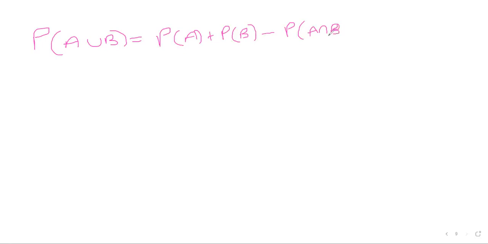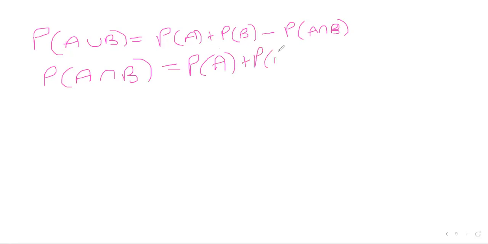So to make this subject a formula, you can say A intersection B is therefore equal to what? Probability of A plus probability of B minus the union set of A union B. Okay.